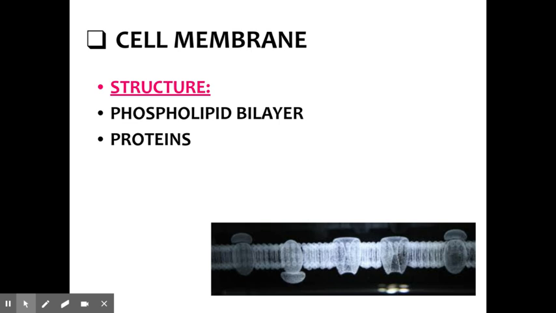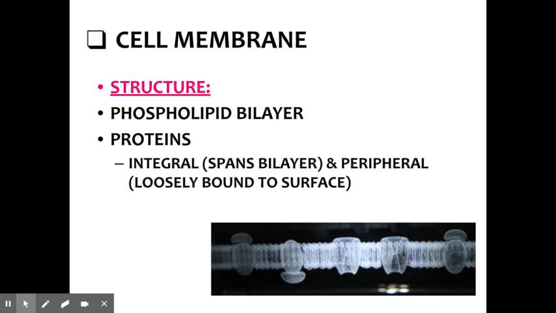Also embedded in the cell membrane are proteins. Those proteins serve a variety of functions, which we'll look at more closely when we talk about cellular transport. Some of those proteins are integral, which means they span the bilayer. Some of them are peripheral, which means they're just loosely bound to either the inner surface or the outer surface.